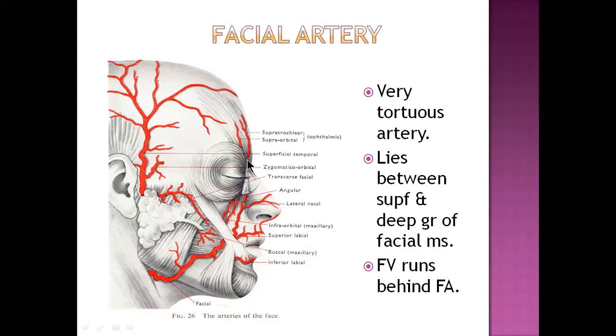Okay, so see the arrow that I'm showing you, there will be anastomosis over here, and it shows there is anastomosis of the internal and the external carotid artery in this region. Okay, so I told you the facial vein runs behind the facial artery.